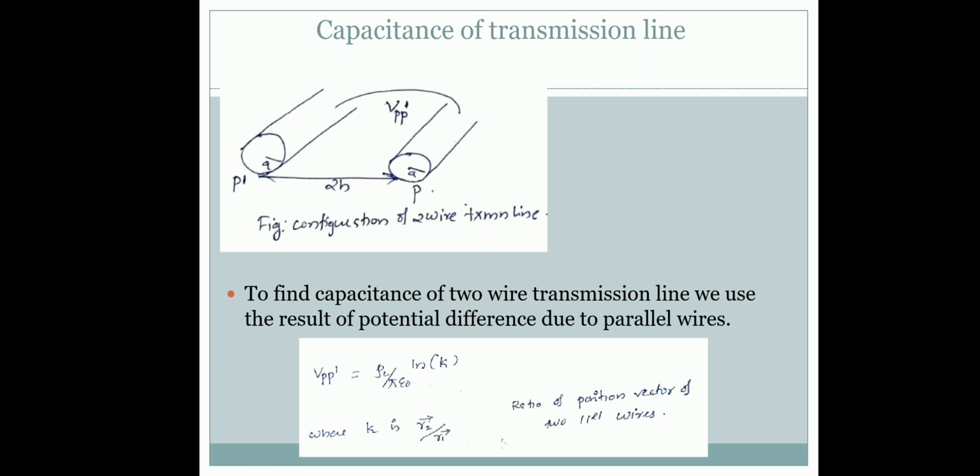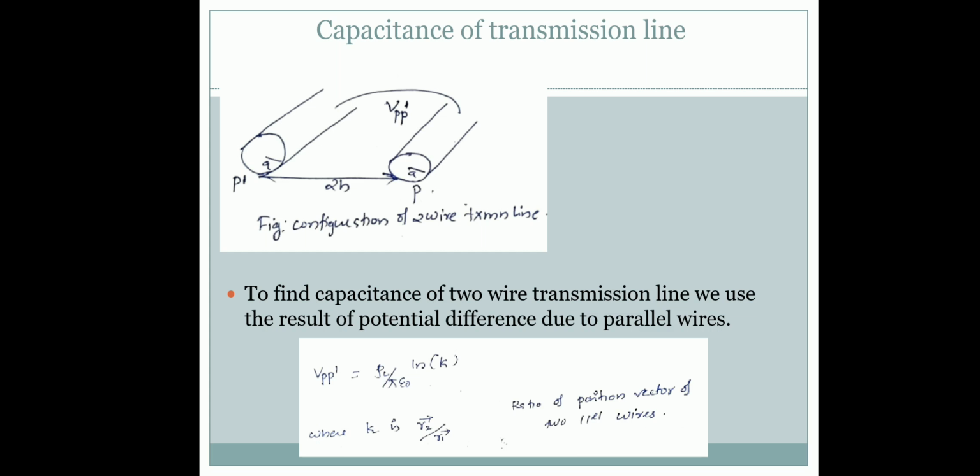So to find the potential difference and hence capacitance, we use the result of potential due to parallel wires of charge density rho_L and minus rho_L. So to find the capacitance of two-wire transmission line, we use the result of potential difference due to parallel wires. We need to remember this equation, that is the potential due to these parallel wires, because we are not deriving the expression for the potential difference due to parallel wires, we are just using this expression here.